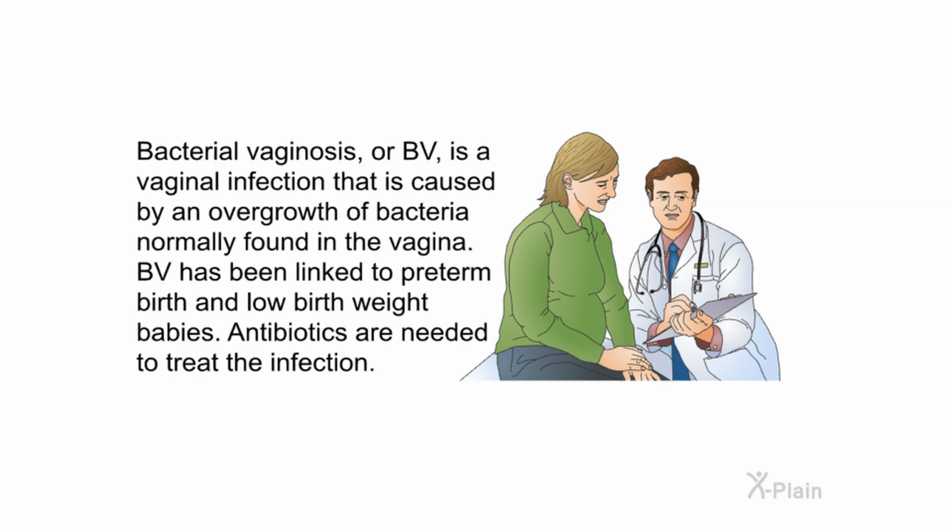Bacterial vaginosis, or BV, is a vaginal infection that is caused by an overgrowth of bacteria normally found in the vagina. BV has been linked to preterm birth and low birth weight babies. Antibiotics are needed to treat the infection.